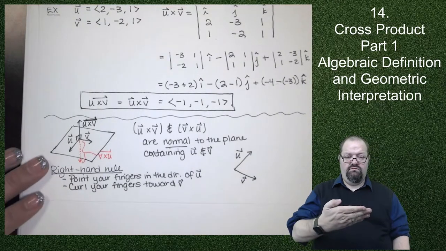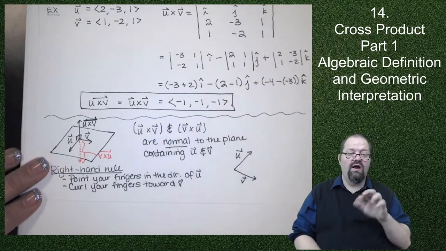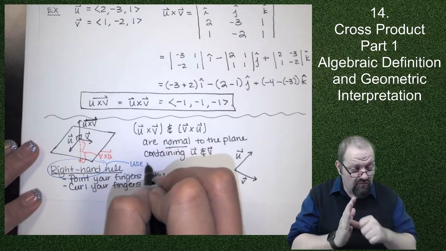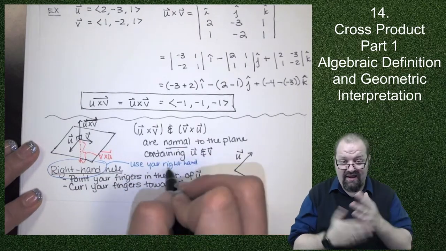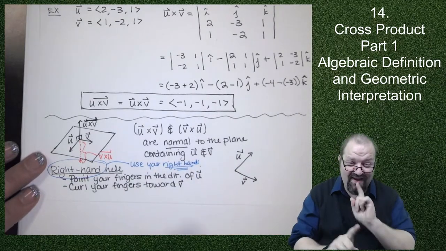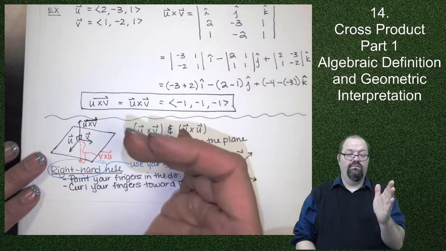Well, to figure that out, I point my fingers. I use my right hand, of course. Let's emphasize that. It's the right hand rule. So use your right hand. If you use your left hand, you will get the opposite of the right answer. So use your right hand, point your fingers toward u. Now you want to curl your fingers toward v.